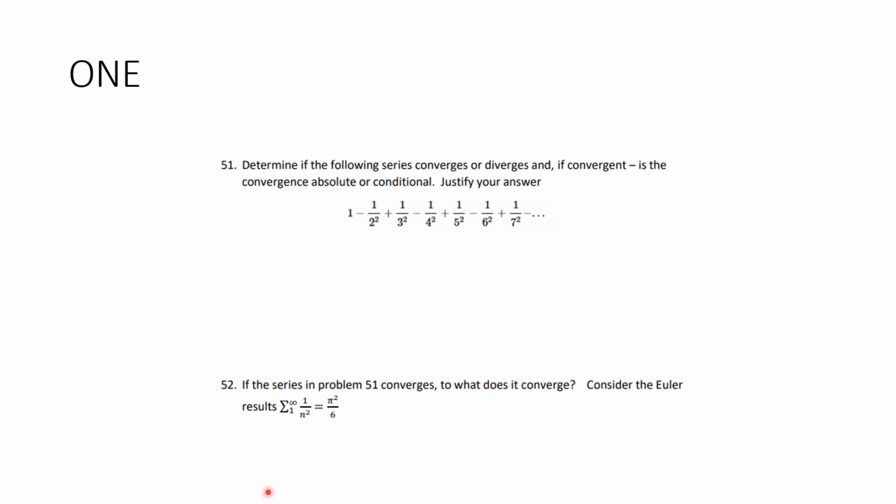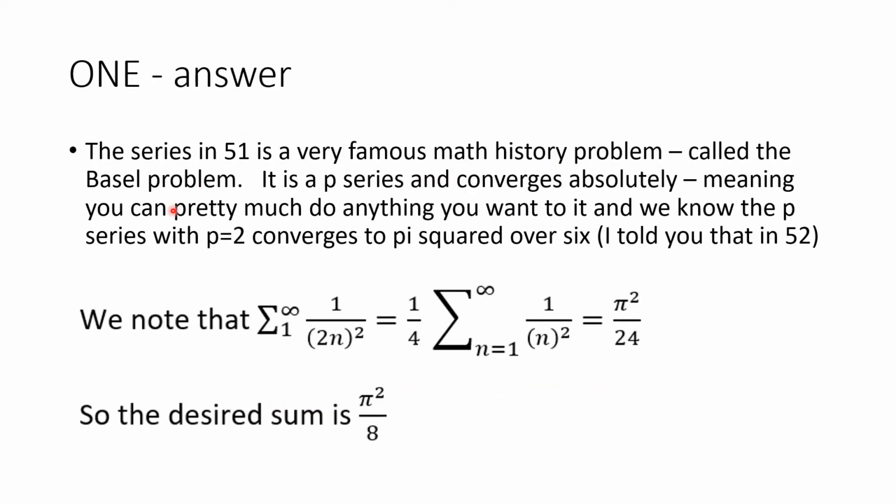The first problem was number 52. If the series up here converges, to what does it converge? And I gave you a bit of a hint here. The series in 51 is a very famous math history problem called the Basel problem. It is a p-series and converges absolutely, meaning you can pretty much do anything you want to it and it still converges. And we know the p-series converges to pi squared over 6 because I told you that.